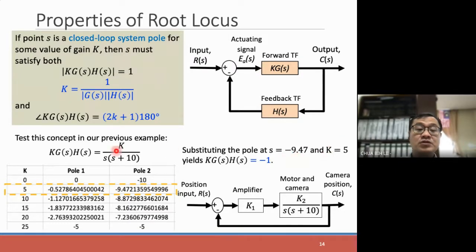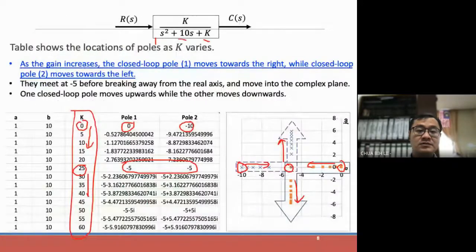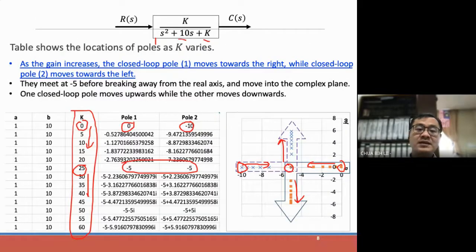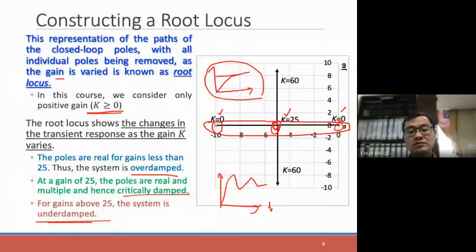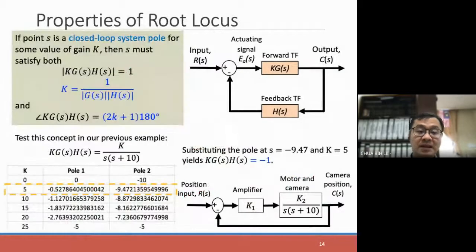So we substitute into this formula, because this formula is easy for you to calculate, instead of solving this, which may turn out difficult. You just want to test whether it's correct or not. So using this method, we use K over S plus 10. This is our random number that we would like to test, and we just substitute this position into S.